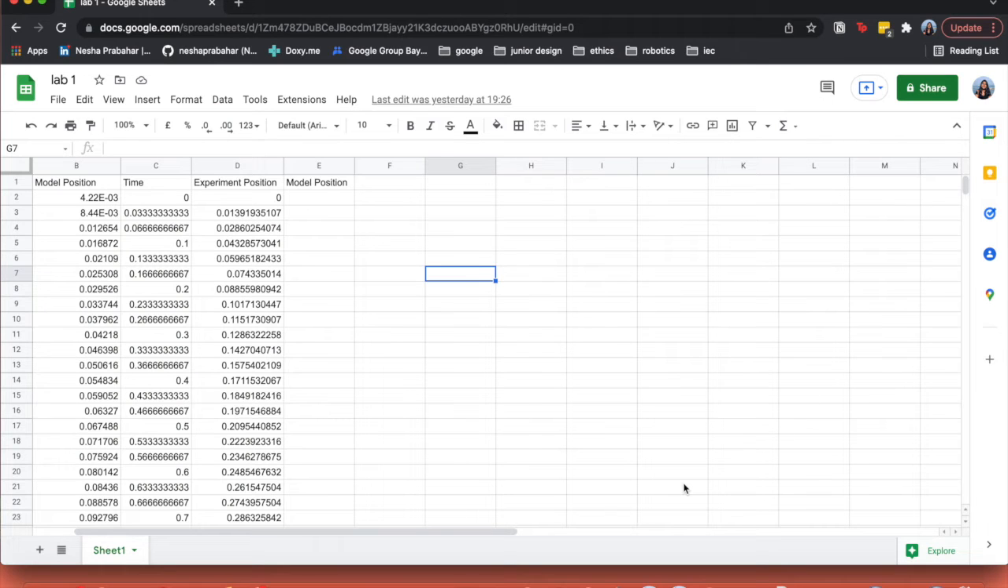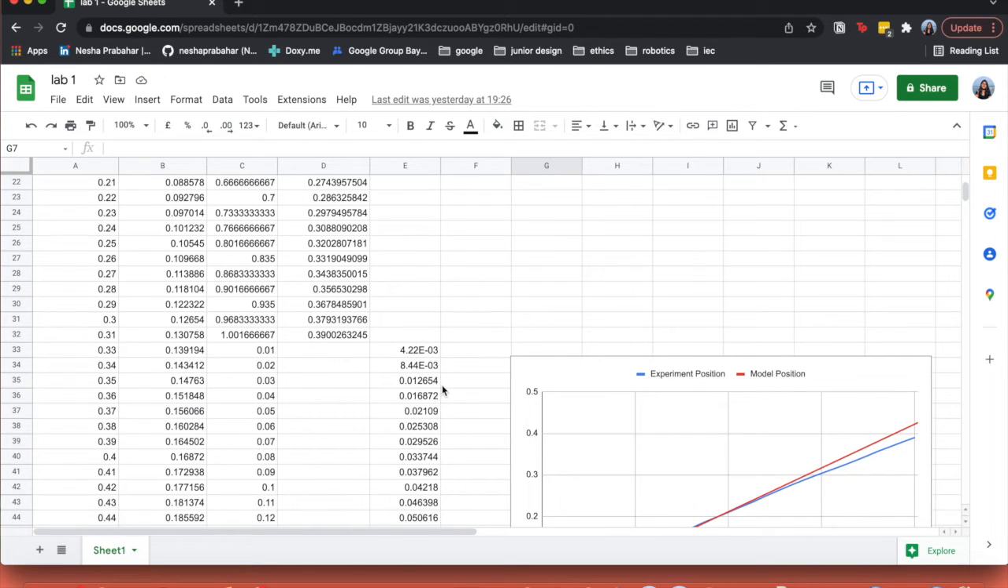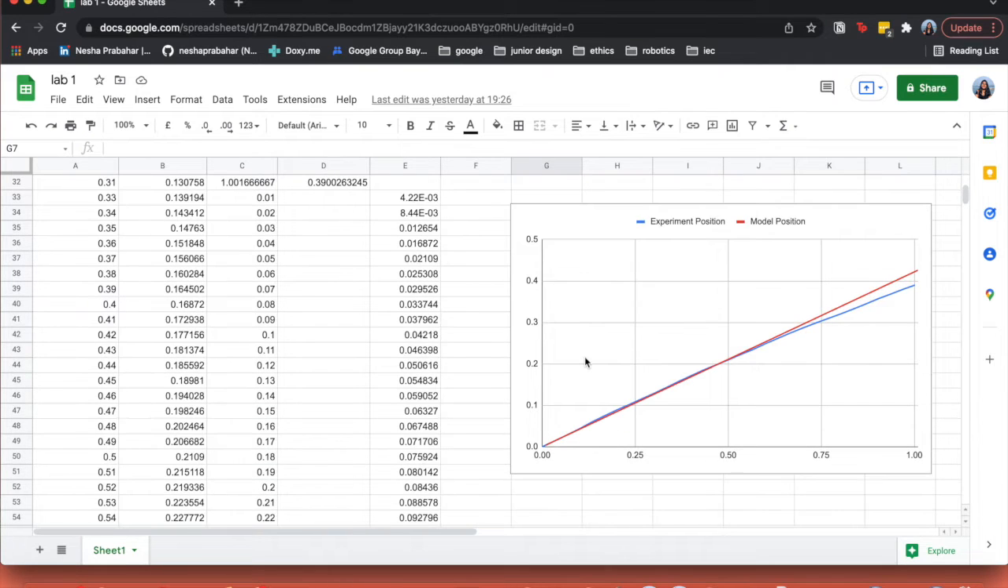Here in the spreadsheet, I copied the values from Tracker for the observed motion right here, and from GlowScript for the model motion, which is down here. So I took these two values and I graphed them in a line chart to see the difference in the motion. As you can see, there's a slight change in the experimental and model motion.